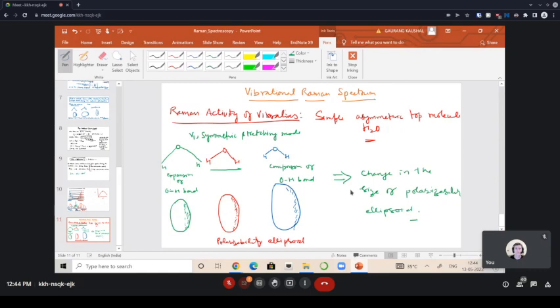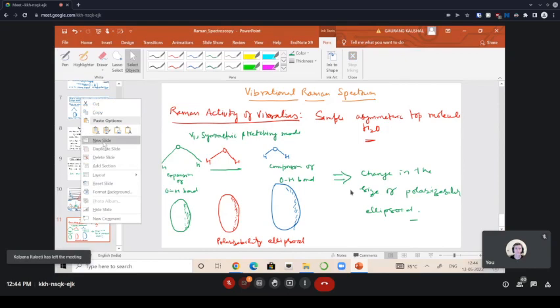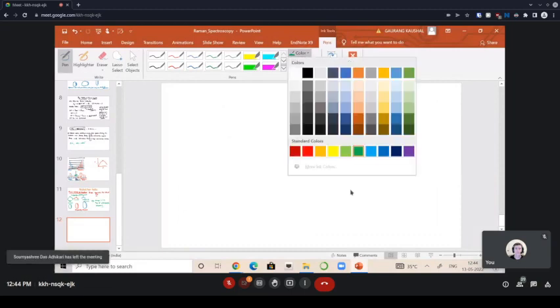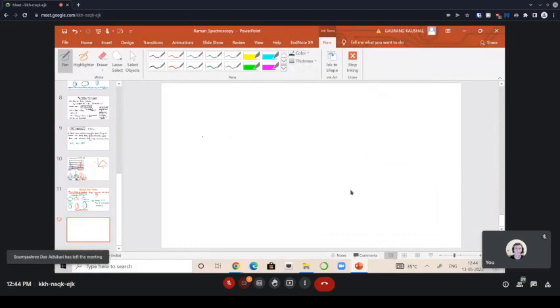Second mode is the bending mode. That is, you can just bend the molecule. Let me just write here. This is called ν2. This is the symmetric bending mode. You can say simple bending mode. Again we have the water molecule here like this.